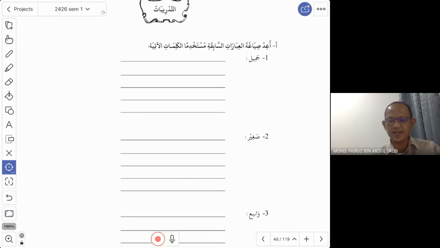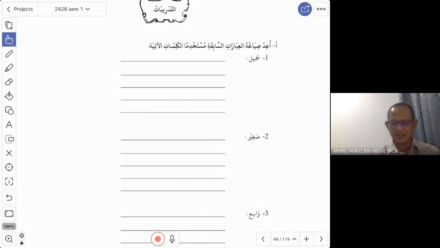So you write similar sentences to the previous sentences, but now using mustakhdiman al-kalimatil atiyah, using these kalimats: jamil, saghir, and wasi. So these are all adjectives. Jamil, what is jamil? Jamil is beautiful. Saghir, small. Wasi is wide.